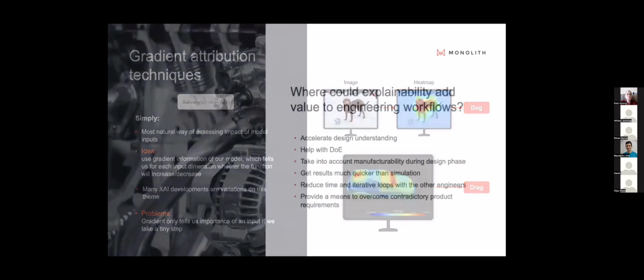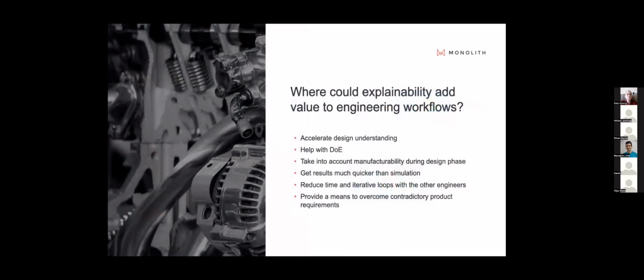So I've got about 1 minute left. So just to summarize, where can explainability tools like this add value to engineering workflows? I think accelerating design understanding, identifying parts of the geometry which are responsible for performance. This is much harder to achieve with non-parametric design. Showing that certain areas of the design are very sensitive to performance is really helpful for decision making.